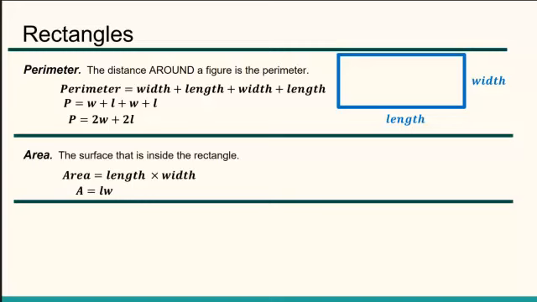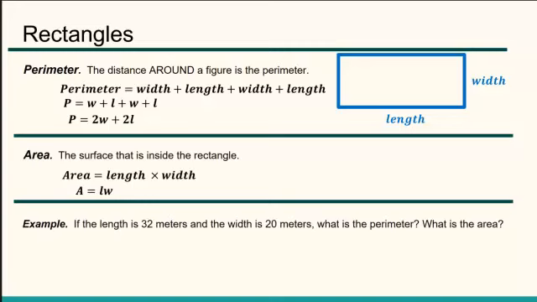So let's look at an example. If the length is 32 meters and the width is 20 meters, what's the perimeter and what's the area? Well, let's just do each one. I'll take the formula. Perimeter equals 2 times W plus 2 times L. Plop in those numbers for W and L, width and length. And I get perimeter is 2 times 20 plus 2 times 32. Perform those operations, and I would get that the perimeter is 104 meters.